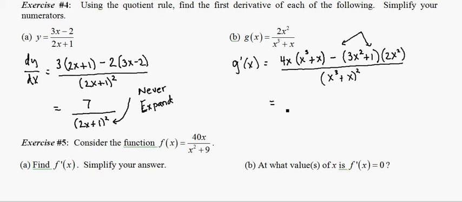So distributing and combining like terms in the numerator, you eventually get negative 2x to the 4th plus 2x to the 2nd, all divided by x cubed plus x quantities squared. If you didn't get the numerator to simplify that way, spend a little time right now and take a look at your algebra.